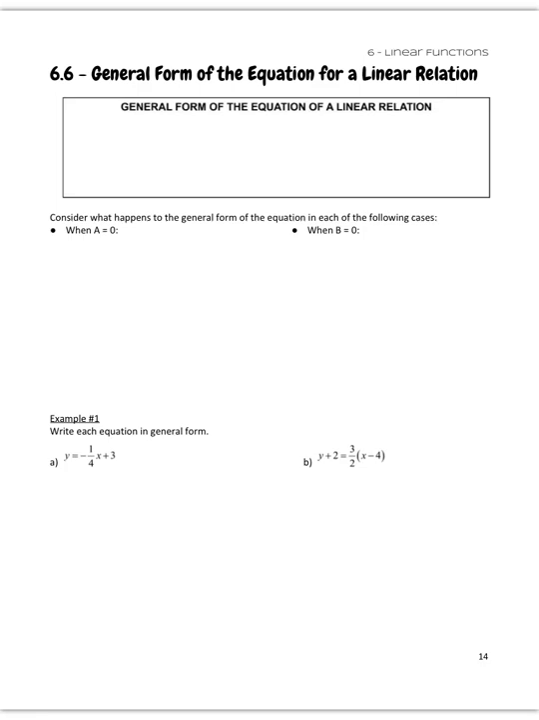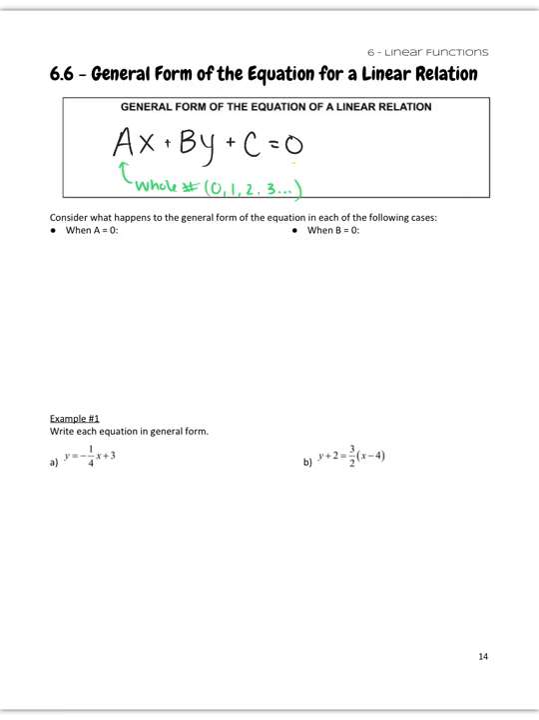The general form of an equation for a linear relation is ax plus by plus c is equal to 0. So what we've done is we've rearranged our entire equation to be on one side of our equation, to leave 0 on one side. But there's a couple things that have to happen. A must be a whole number. So that means it could be 0, 1, 2, 3. This means it cannot be negative, nor can it be a fraction.